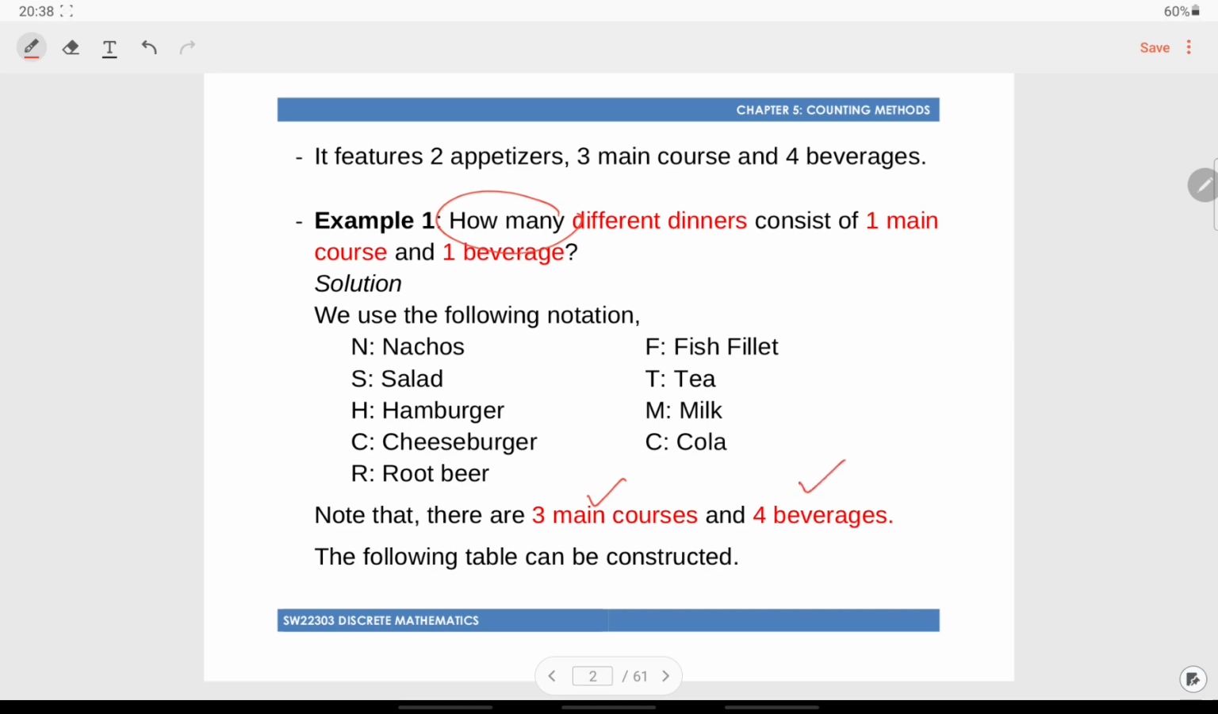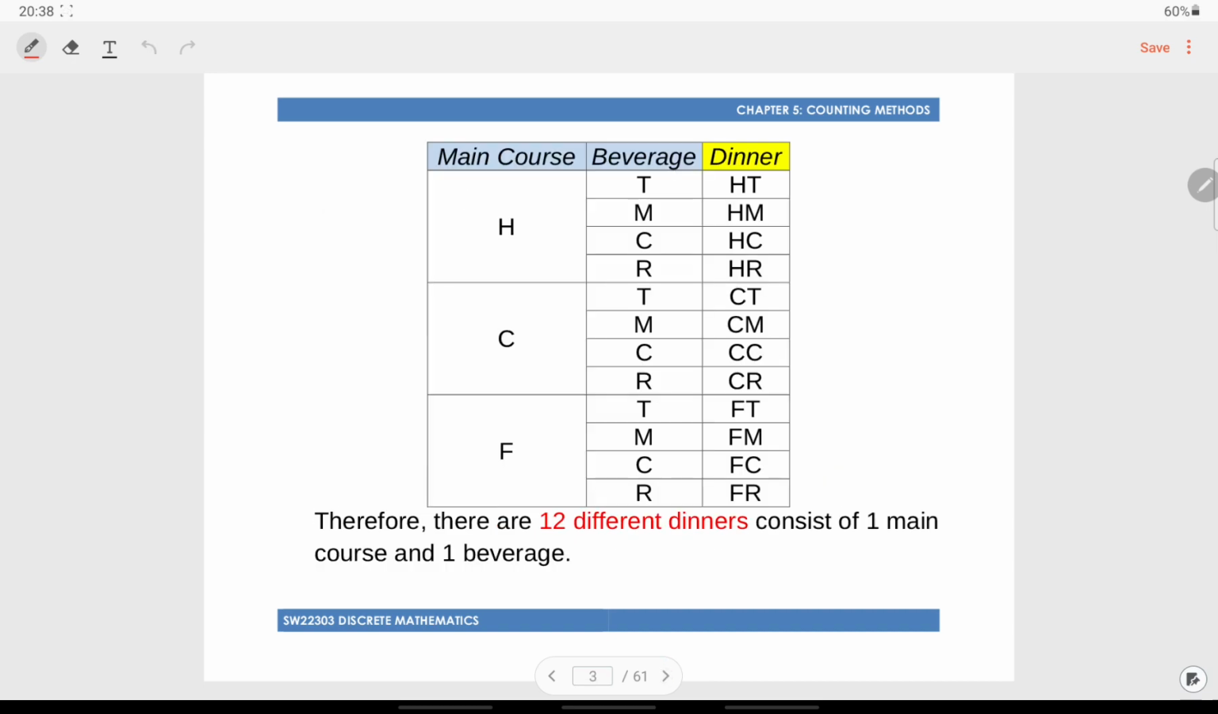Now we construct the following table based on this situation. In the first column we have the three different main courses, and in the second column we have the beverages. For the main course we have H for hamburger, C and F, and for beverages we have tea, milk, cocoa, and root beer. From this table we can pair each main course with different beverages. So we have H with T, H with M, H with C, and H with R. These are the possible combinations for the dinner.